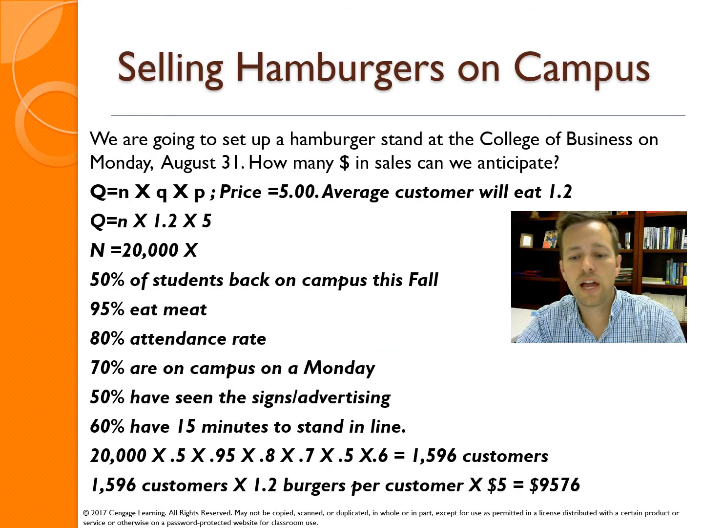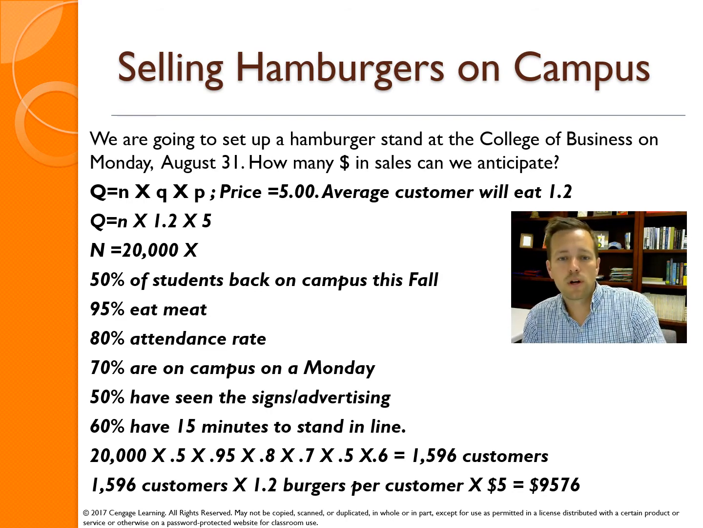So let me show an example of the chain ratio method for you guys. So let's say that we're going to sell hamburgers on campus, and we're going to set up a hamburger stand at the College of Business on Monday, August 31st. All right, let's try to forget that there's social distancing and people might not want to stand in line for that, although you could include that in your calculations. All right, so how much can we anticipate in sales?